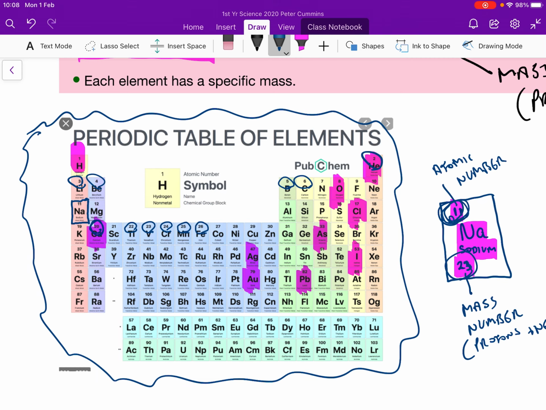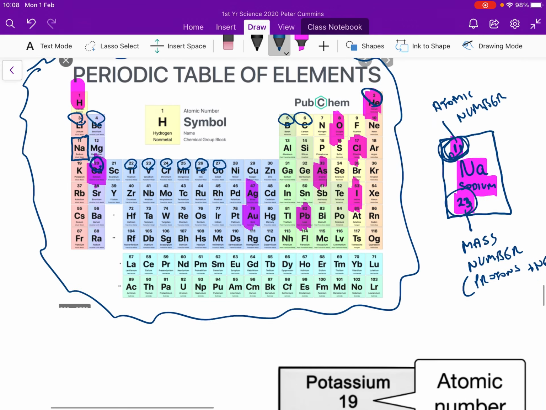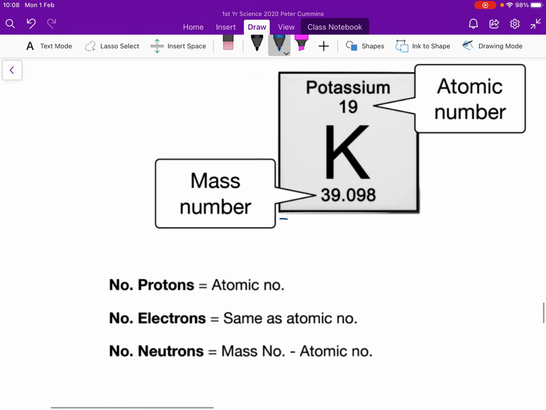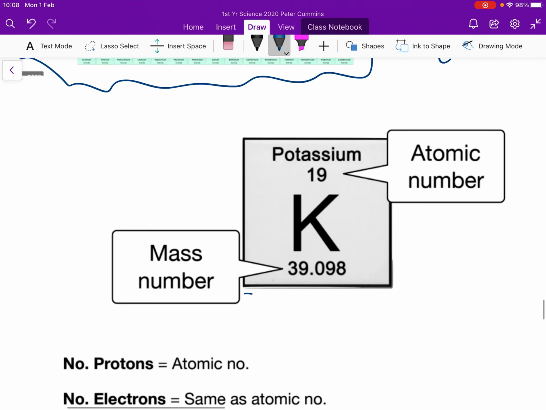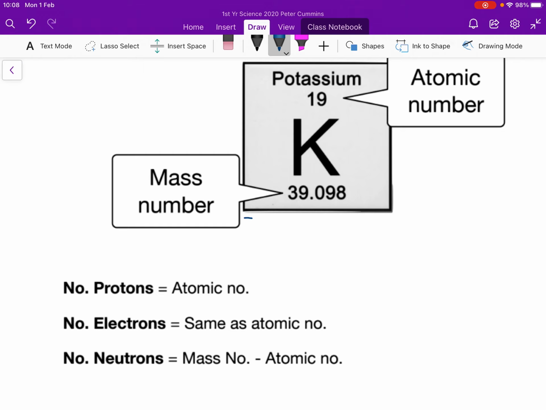So manganese has 25 protons, 25 electrons. Iron has 26 protons, 26 electrons. Cobalt has 27 protons, 27 electrons. The only thing you have to work out then is you take the small number away from the big number to find the number of neutrons. So atomic number away from mass number. And here it is done out for you in text. So for potassium there, potassium has 19 protons and 39 protons and neutrons.